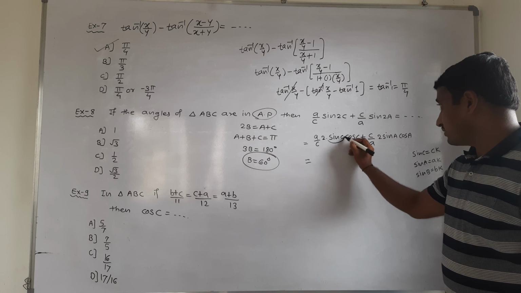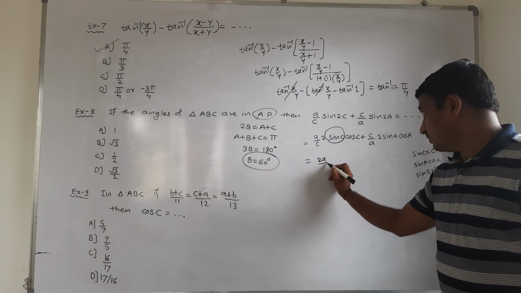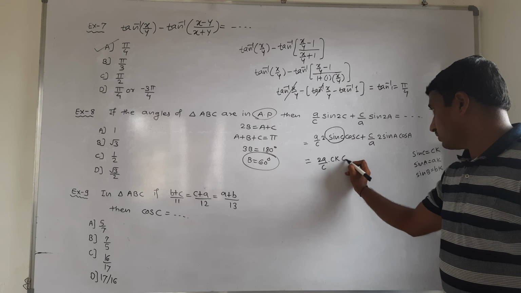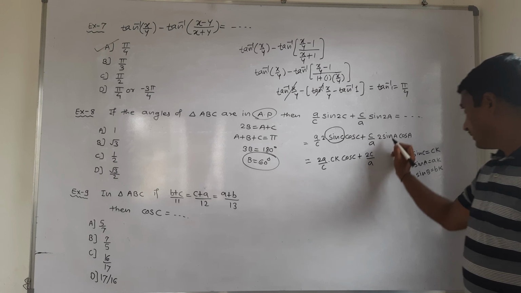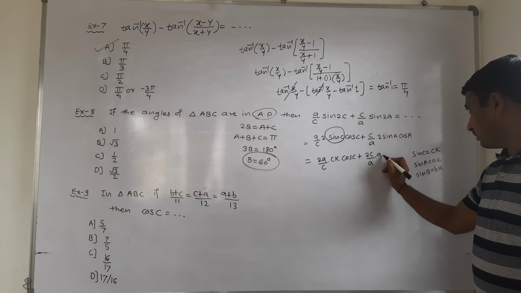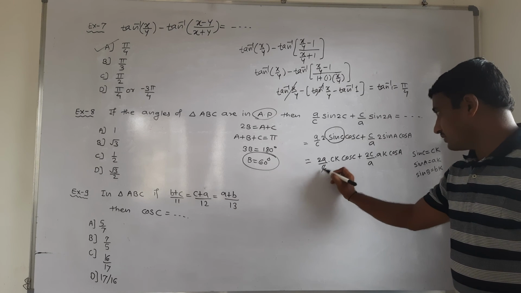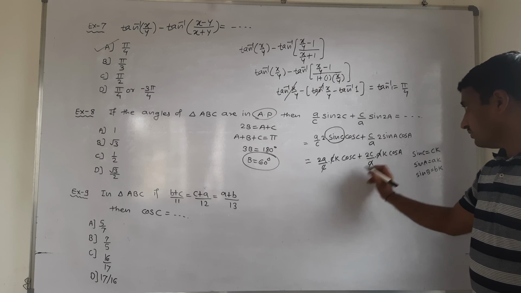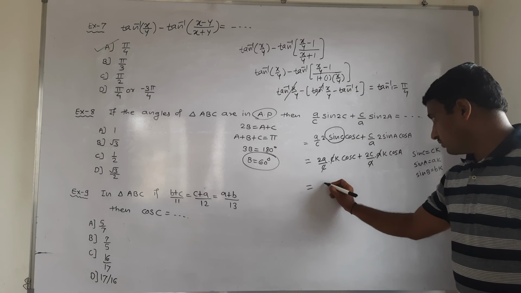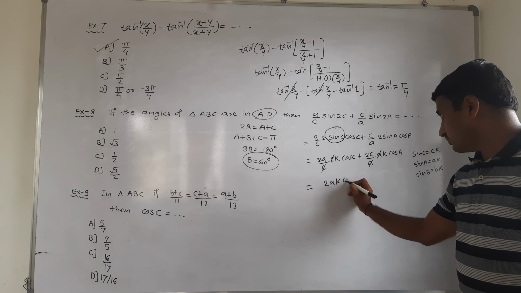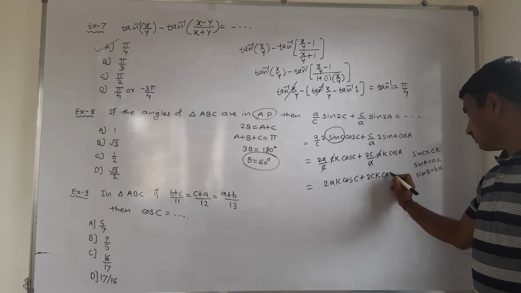Therefore instead of sin c, I write ck. That is 2a by c into ck cos c plus 2c upon a, sin a means ak, cos a. That is the sine rule. The c gets cancelled, the a gets cancelled. What is remaining? 2ak cos c plus 2ck cos a.